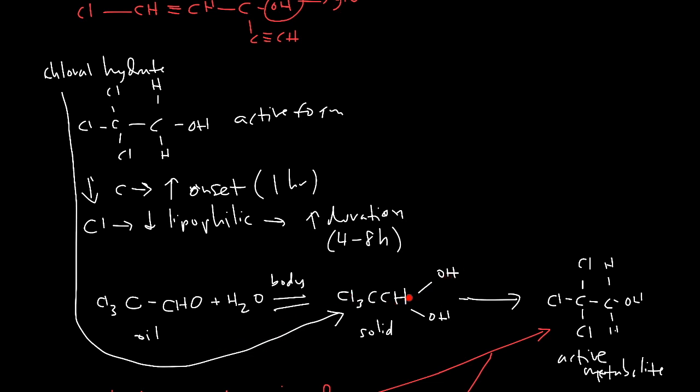two oxygens. So before it's metabolized, it can exist as the oily form, which is the aldehyde form, or the solid form, which has two hydroxyl groups. The metabolism of the solid form, or the two hydroxyl forms, gives one hydroxyl form, which is the active metabolite. It has less carbons than trichlorovinyl, therefore it has an increased onset of action of 1 hour, because less carbons means less lipophilic, means less distribution into the CNS, therefore a longer time to onset.